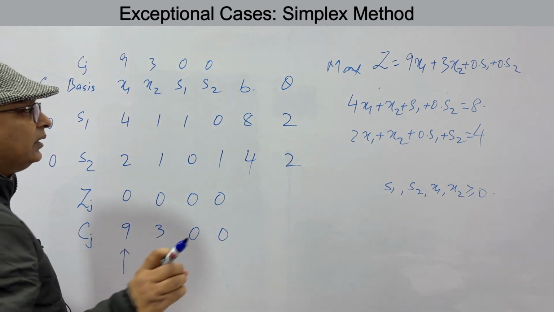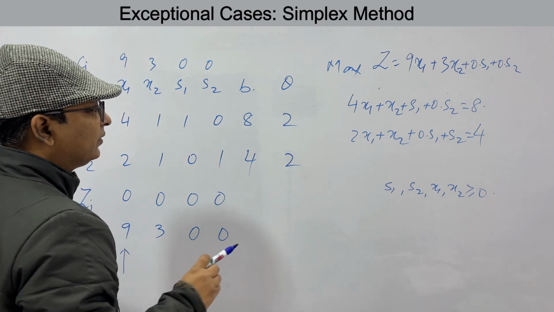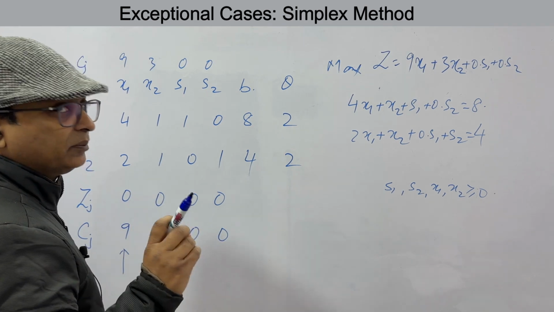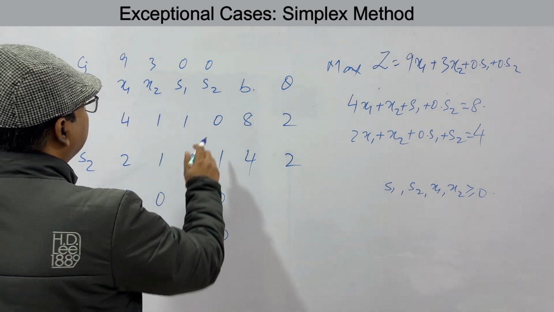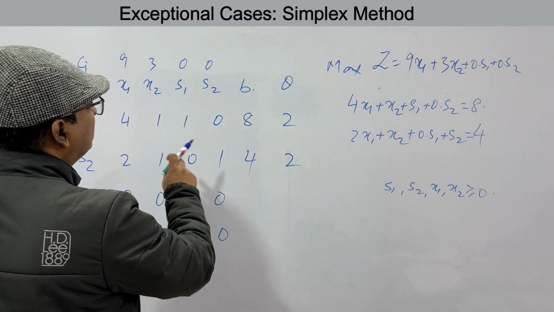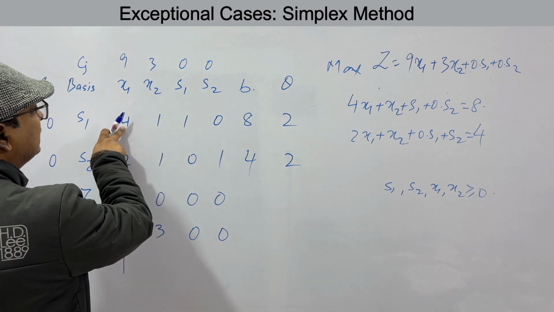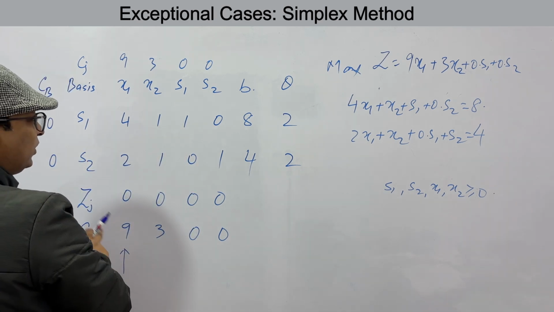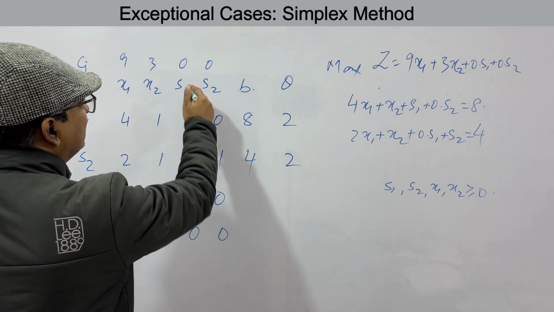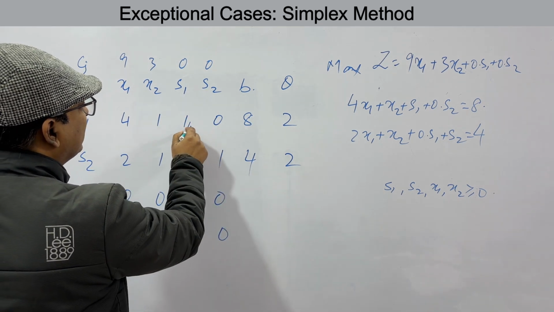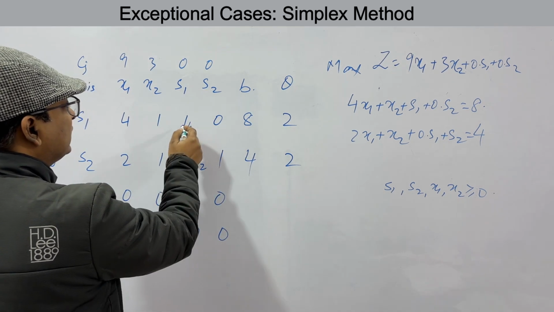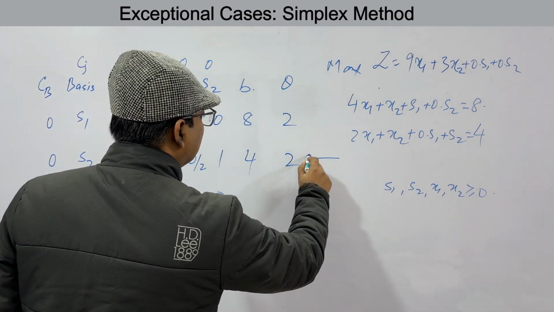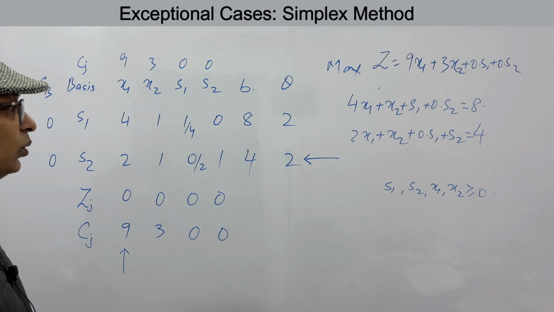You can arbitrarily decide any one, but a better way is to do what is called perturbation process. So what we do? We divide throughout by the coefficient of the key column. So when you divide it in the unit matrix, this will be 1 by 4 and this will be 0 by 2. So this is 1 by 4, this is 0. Which is less? This is less. So what we'll do? We'll decide this as key row.